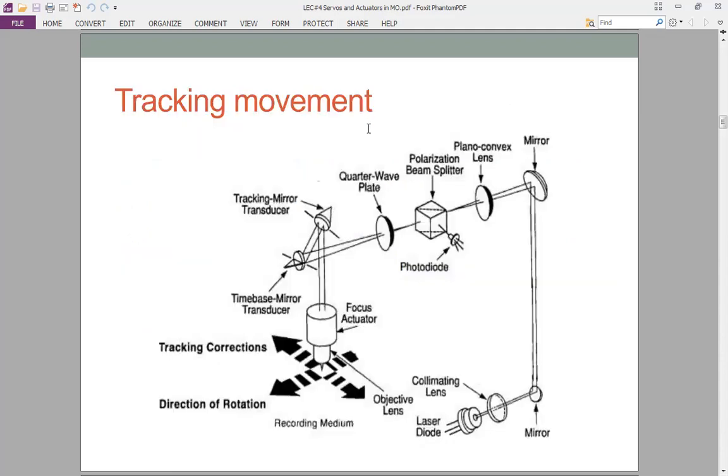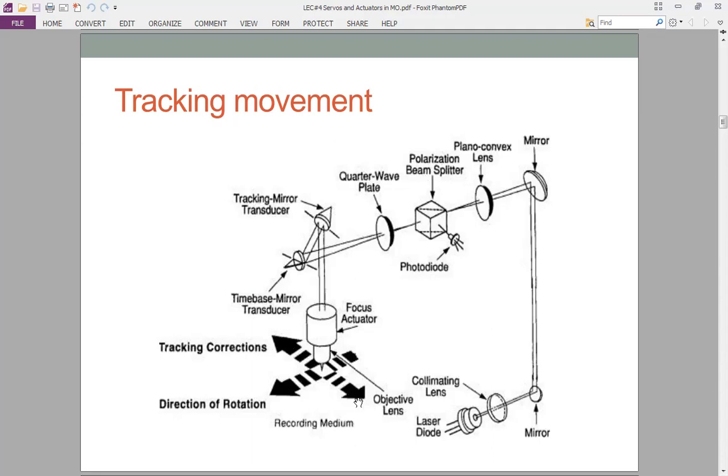So this diagram shows just an optical head, the components that are there, and the type of movements that I have just tried to explain here. You see these two black arrows. There is an arrow pointing the direction of rotation of the disk. So the disk is rotating in this direction, but we also have a tracking servo which is pointing perpendicular to it.